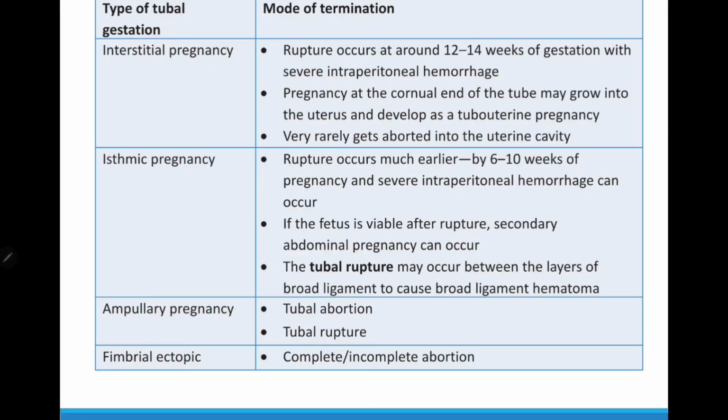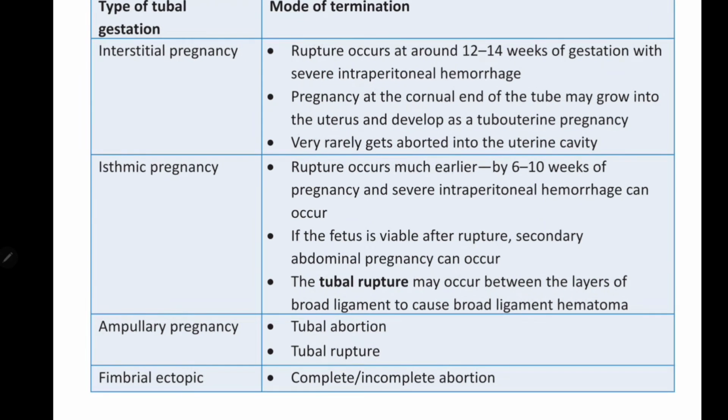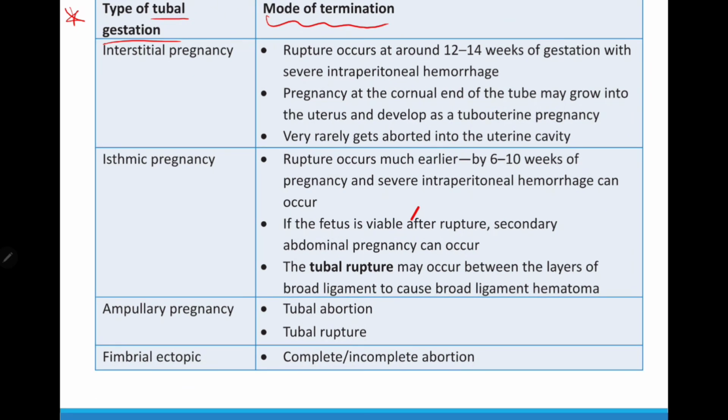Now coming on to the types of tubal gestation and the mode of termination. So we are going to look at the various types of tubal pregnancy or tubal gestation. We already studied this. What are the various ones? The most common one is the ampullary pregnancy. The second most common is the isthmic pregnancy. Then the next is fimbrial ectopic. And the last, or least common one, is the interstitial pregnancy.